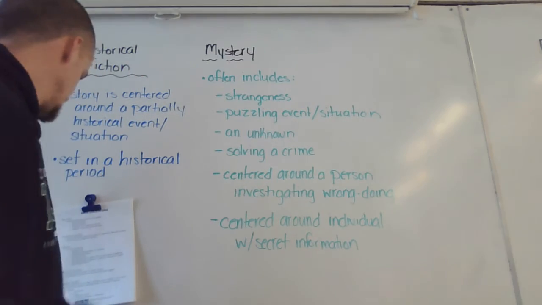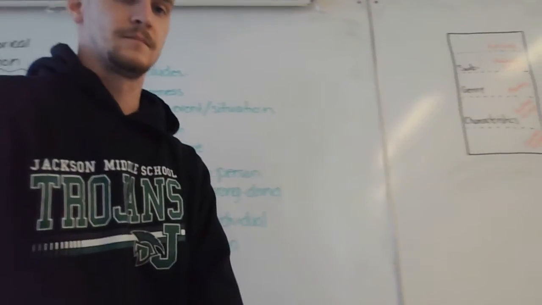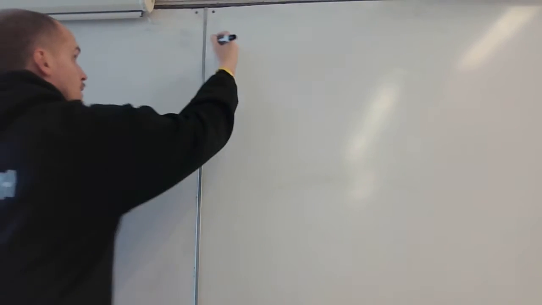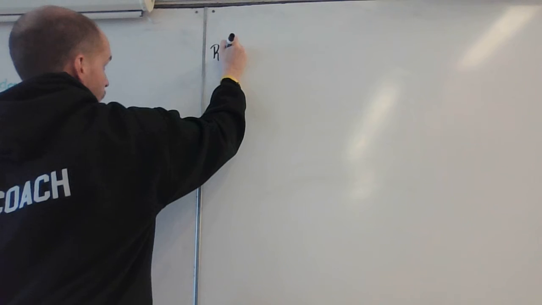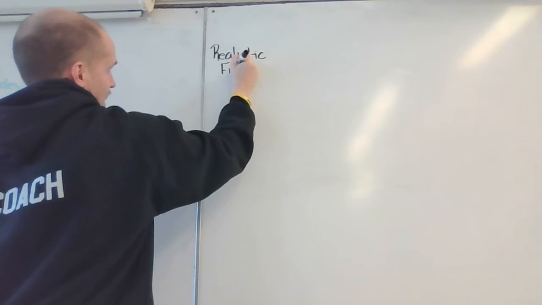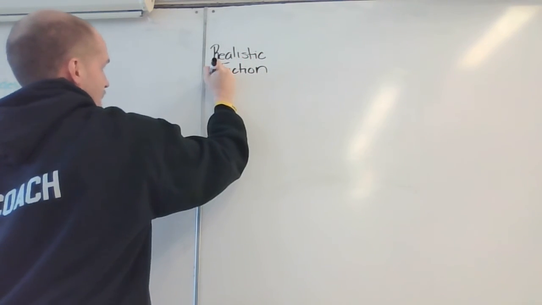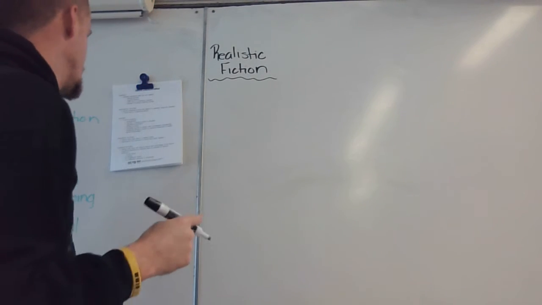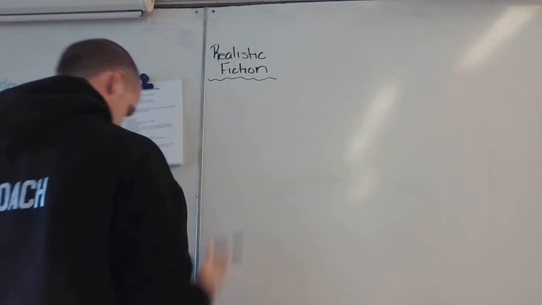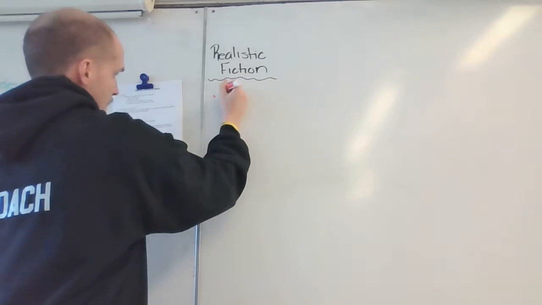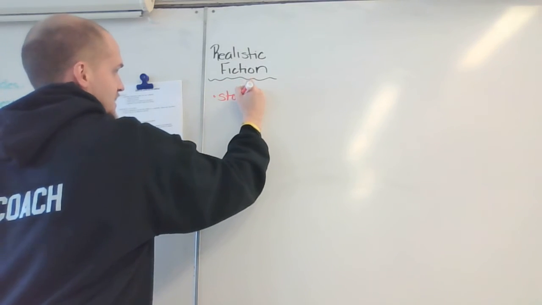Okay? So now we're going to move on to realistic fiction and then science fiction. And again, this is what should be going under the tabs, under the folds in your folder. All right, so realistic fiction, stories that take place in modern time. That's what makes them realistic.